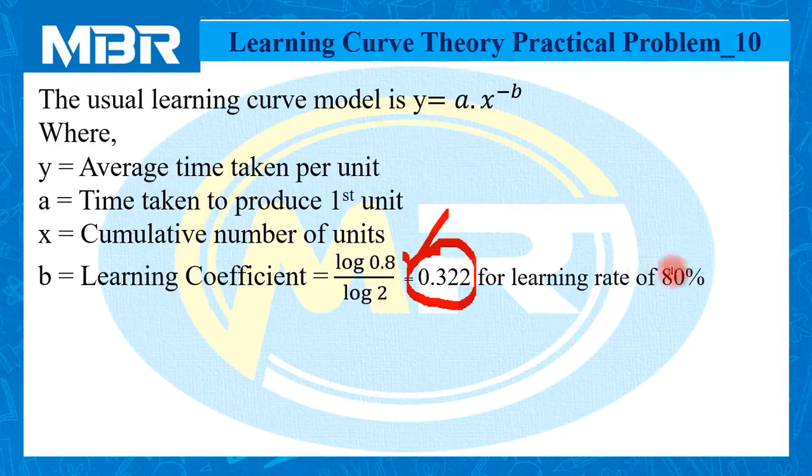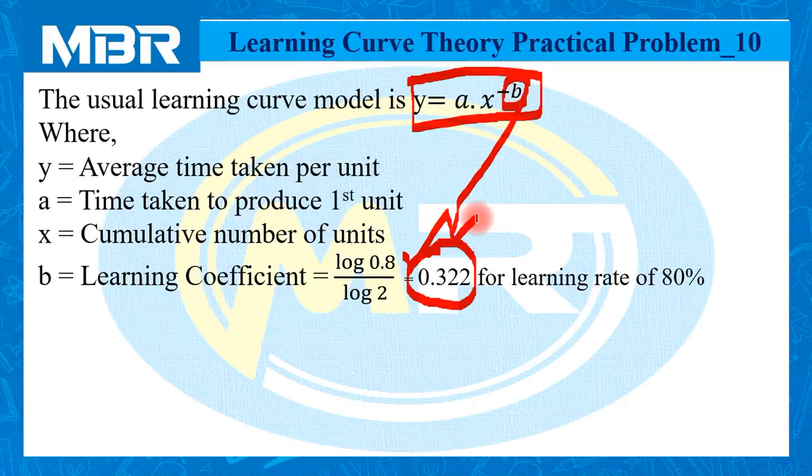So we are not supposed to worry about the learning rate of 80% given in the question, because in our formula y is equal to a multiplied by x raised to minus b, we need to consider b as the learning coefficient. The value of the learning coefficient is given ready-made, so no need to worry. Directly use this 0.322 in the equation.